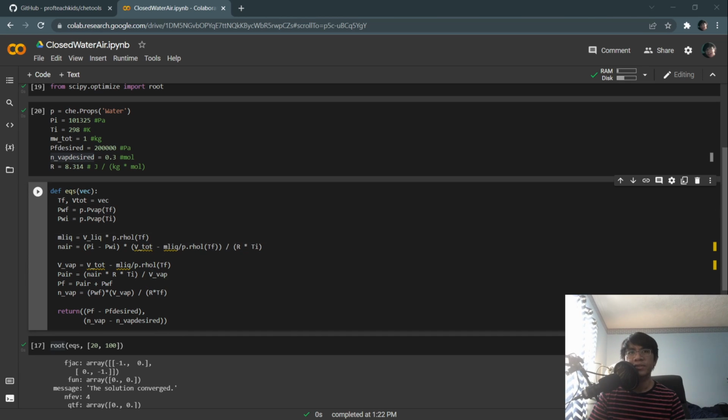I don't think that's right. Volume of the liquid equal. Did we use the liquid at all? We should use it when we define the total volume.